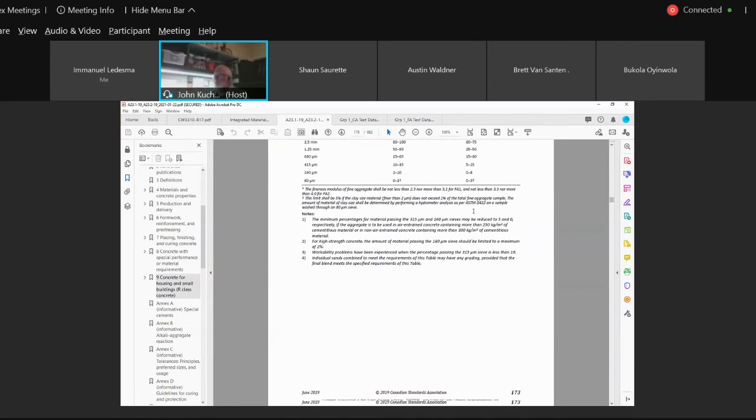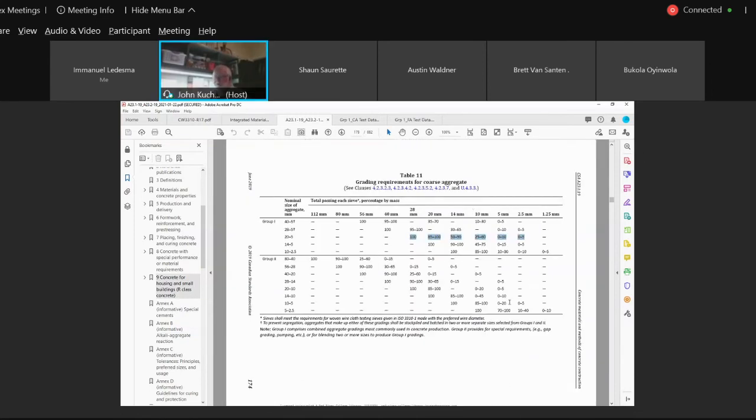If we go to the next table, we're looking at the coarse aggregates. And here's the grading limits, remember? We had them even in the slides. 100, 85 to 100, 50 to 90, 25. And this is for 20 to 5. You can see that there's different ranges. We used to, in the city of Winnipeg, before we went metric, have 20 to 5, and we would blend it to get 40 to 5. We had two aggregates.